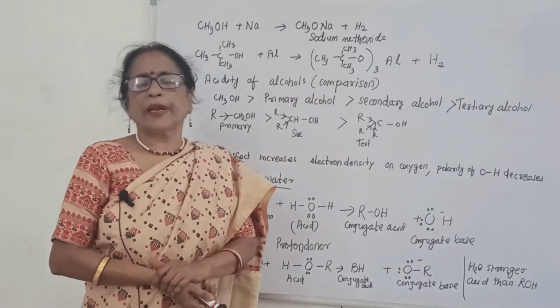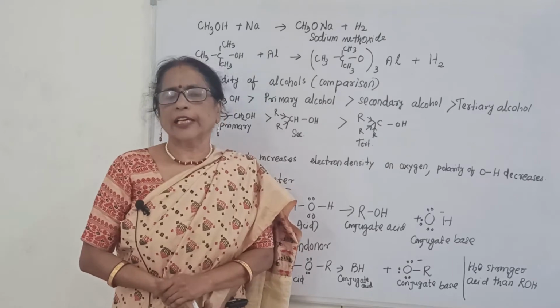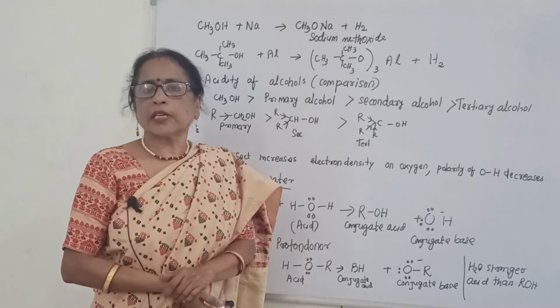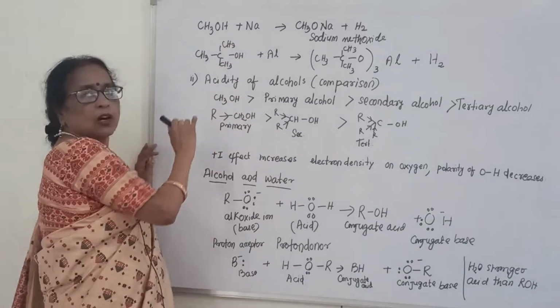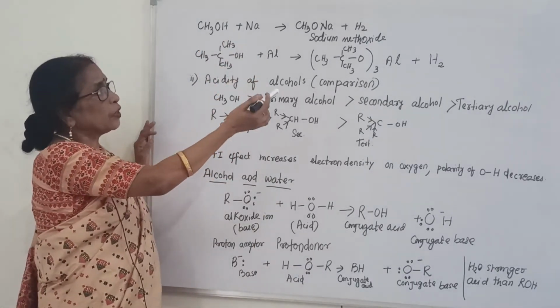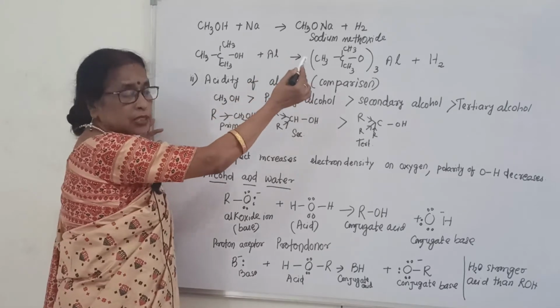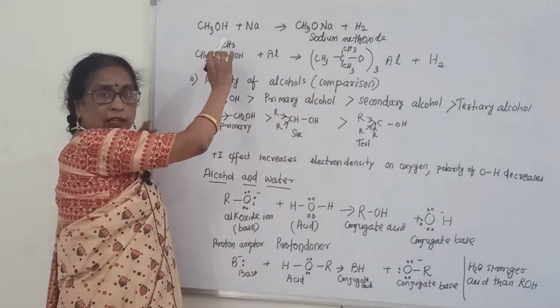I told you, when a metal reacts with alcohol, it gives metal alkoxide and hydrogen. Here is the example: methyl alcohol with sodium. It gives sodium methoxide. Why sodium methoxide? Because it comes from methyl alcohol.